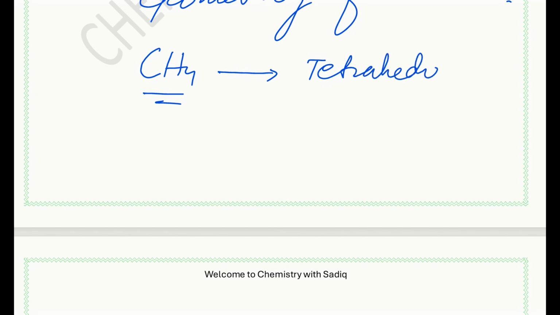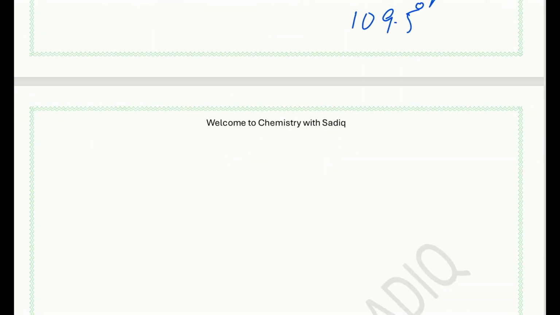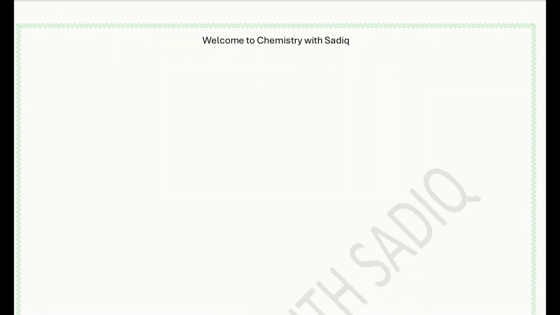My ideal structure is CH4 methane, okay? And on the basis of this structure, I'll be explaining different other structures. So the basic name of the structure is tetrahedral, okay? And the bond angle is 109.5 degrees, right? So let me draw the structure for you so that you can understand it clearly.